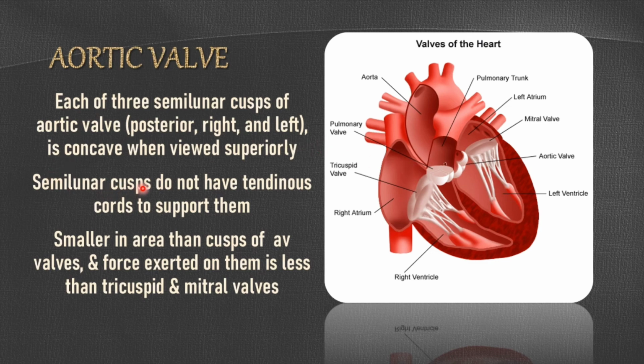The semilunar cusps do not have tendinous cords to support them. They are smaller in area than the cusps of the AV valves. As compared to the AV valves, you can see these are smaller, and the force exerted on them is less than on the tricuspid and mitral valves.